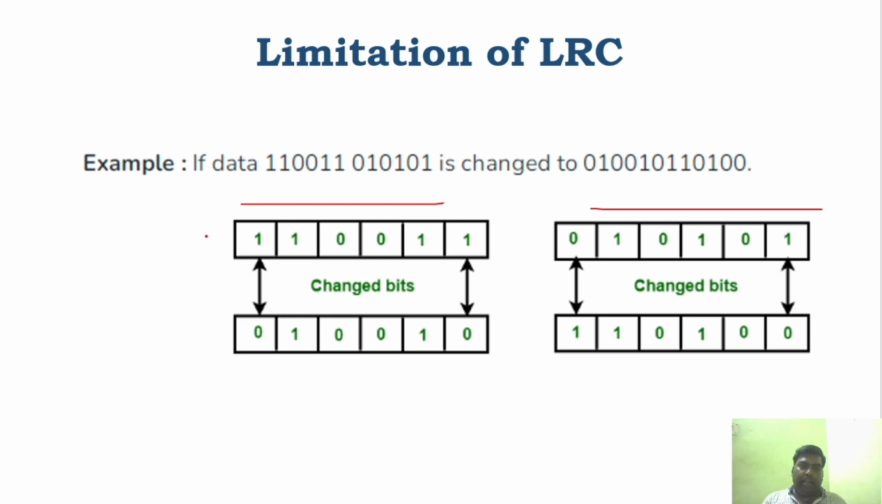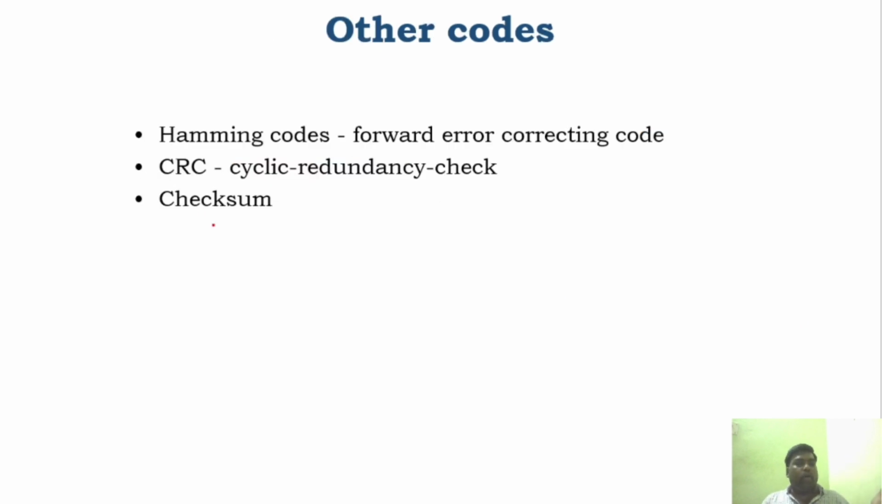For example, if errors happen in the first and last bit here and the first and last bit here, then the received LRC and the calculated LRC will be the same, right? Then it will not detect the error at all, correct? So that is the limitation of LRC, which means each and every error detection code will have its own limitations. Similarly you have a lot of other codes as well, like Hamming codes, CRC codes, checksum and all those things.